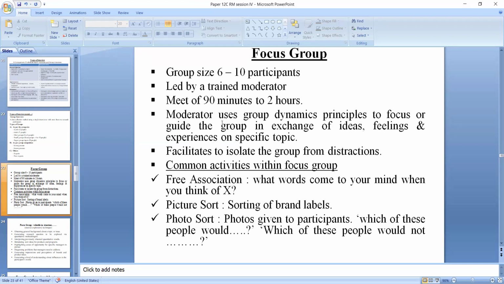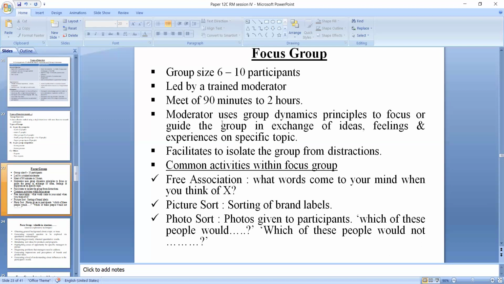Let us see it. So 6 to 10 participants led by a trained moderator. For FGD, unless and until you have the 2 kind of expertism, may not be higher level expertism, but medium level expertism is must. What are these 2 levels? Number 1, the topic on which you are going to conduct the focus group. The intricacies, subtleties you must be knowing.